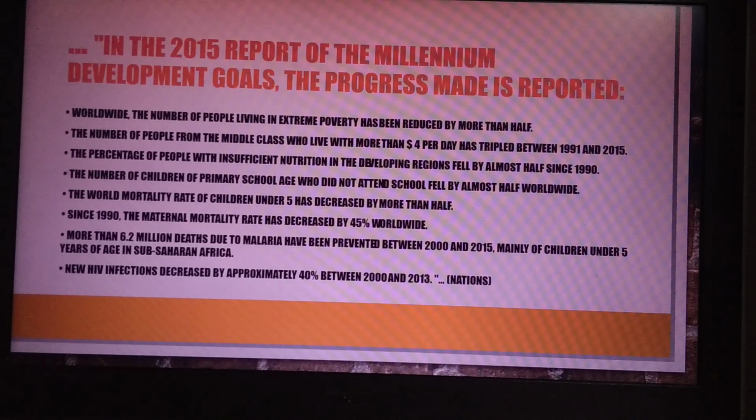The number of children of primary school age who did not attend school fell by almost half worldwide. The world mortality rate of children under 5 has decreased by more than half. Since 1990, the maternal mortality rate has decreased by 45% worldwide. More than 6.2 million deaths due to malaria have been prevented between 2000 and 2015, mainly of children under 5 years of age in sub-Saharan Africa.